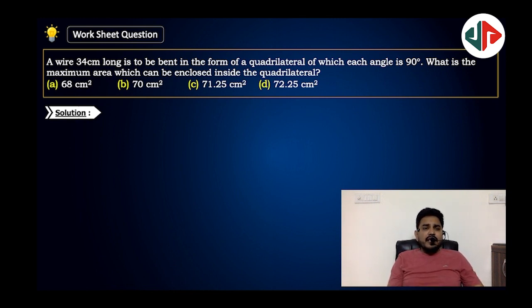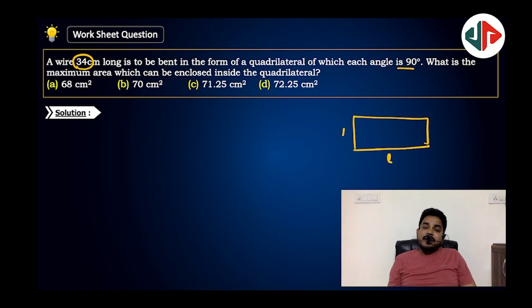A wire of 34 centimeter long is to be bent in the form of a quadrilateral in which each angle is 90 degrees. What is the maximum area which can be enclosed inside the quadrilateral? So you are making it such that every angle is 90 degrees. So it is length and breadth, a rectangle. So L plus B is equal to 17. But LB has to be maximum, that is the area.